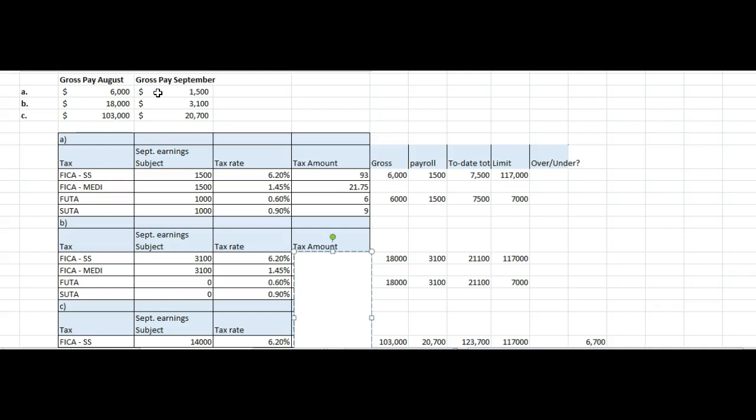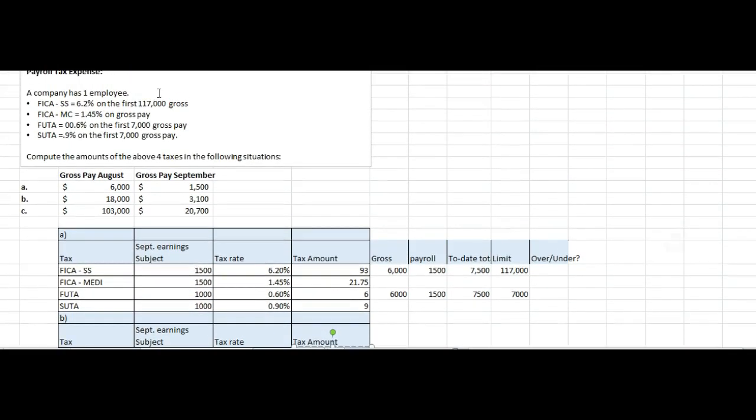Now, what you want to know is what are the limits. So for the Social Security part of FICA, it's $117,000. After that, they pay no taxes. For Medicare, it's on gross pay. It doesn't matter, there's no limitation. For FUTA and SUTA, it's on the first $7,000. Okay, those are your parameters.